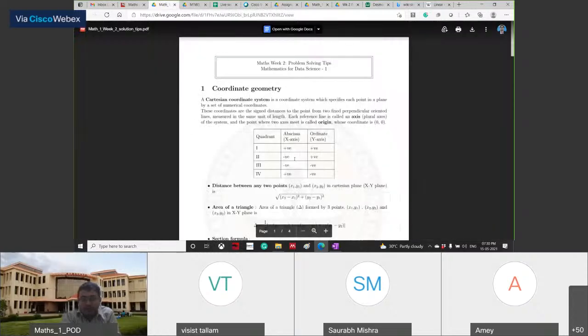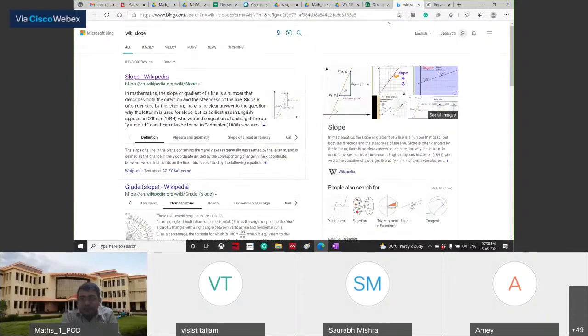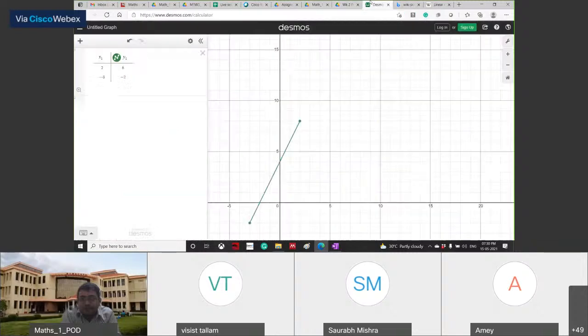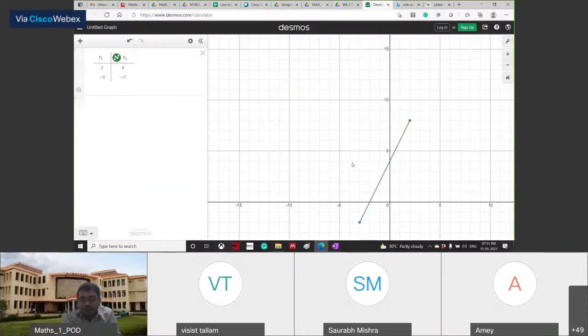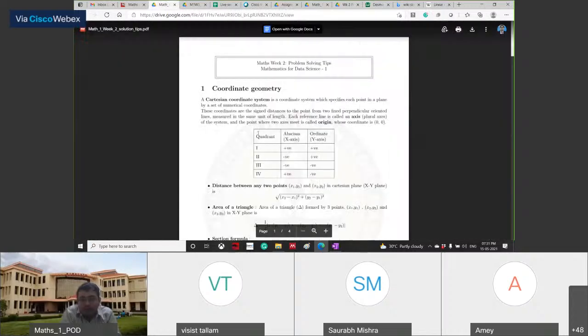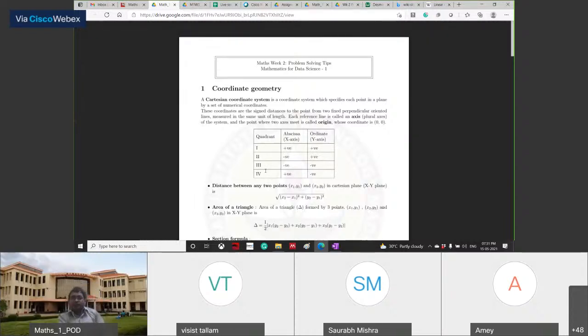Then the second quadrant is where the x values are negative, but the y values are positive, right? As you all know, the x values will be negative and the y values will be positive. Similarly, in the third quadrant both the x and y values are negative, and in the fourth quadrant the x values are positive and the y values are negative.